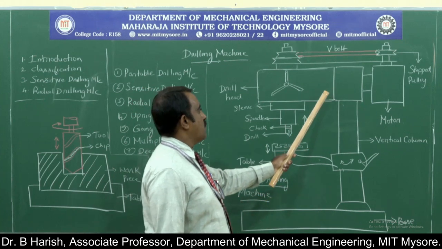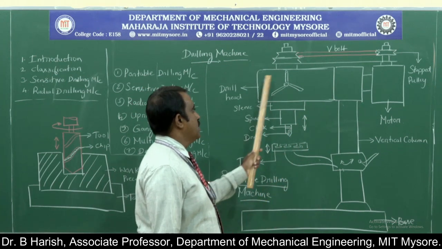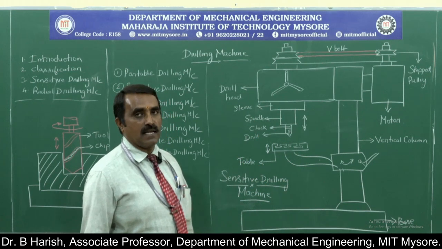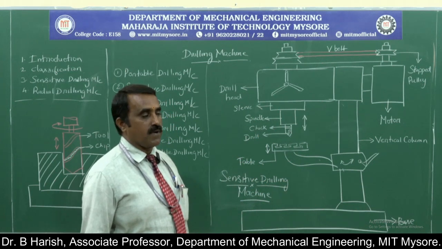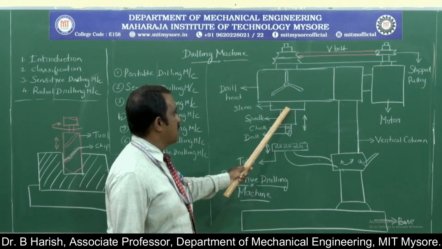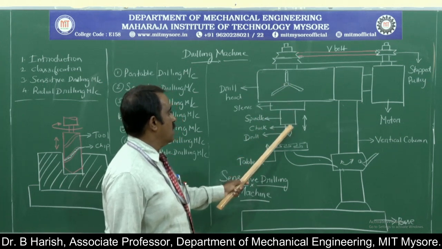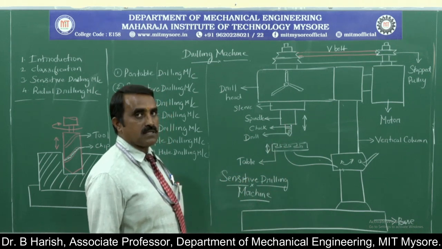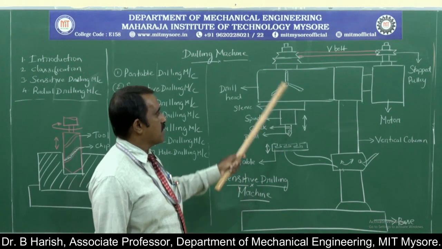Then the third part is this drill head. The drill head is the one which houses the driving mechanism. Here in this drill head, we have a sleeve, then spindle, then chuck, then drill bit. These are the parts that are connected to the drill head.